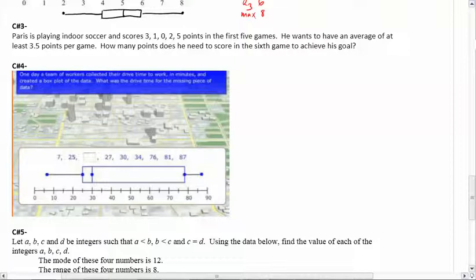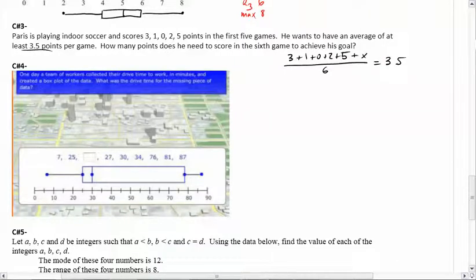Alright, well, if we want an average of 3.5 points per game, that means I need to add all my values together. So I'm going to go 3 plus 1 plus 0 plus 2 plus 5 plus his score in the 6th game. So how many goals is he going to score? Well, we don't know. That's the variable, right? That's what it's asking. The question is, how many points does he need to score? So, well, he needs to score x points. I add all those together and divide by 6 games, and we hope that will give me 3.5.